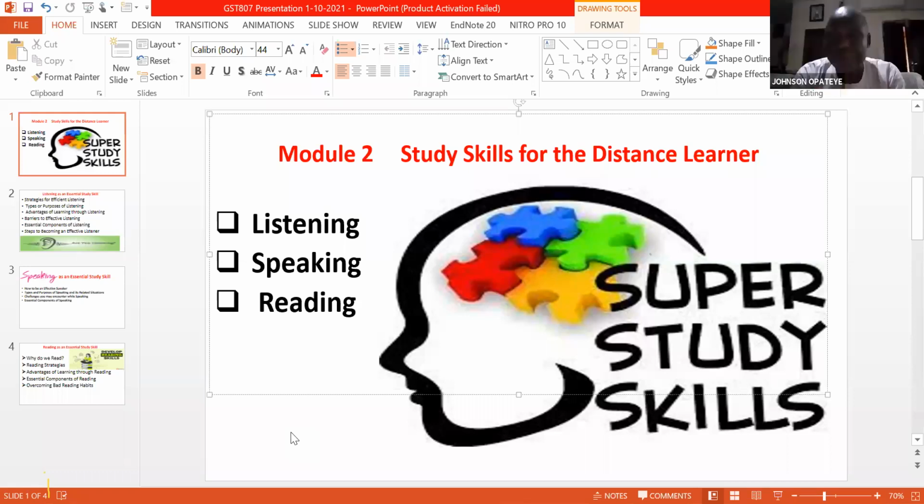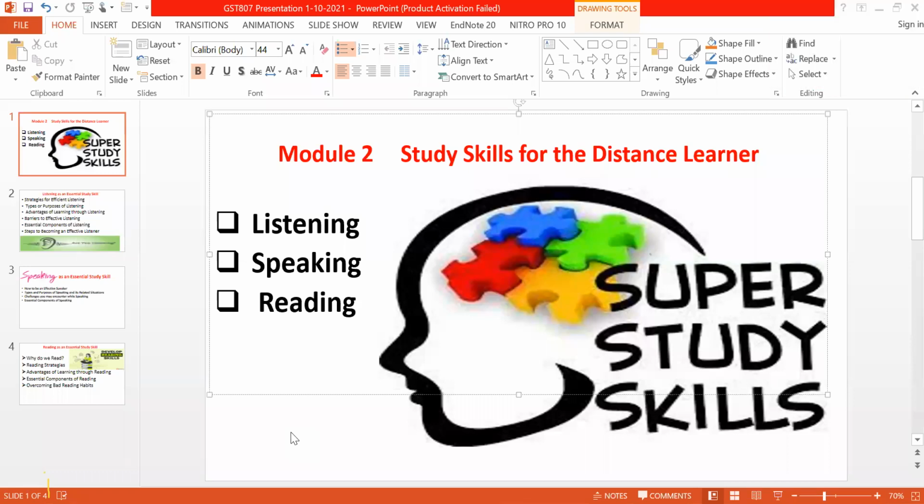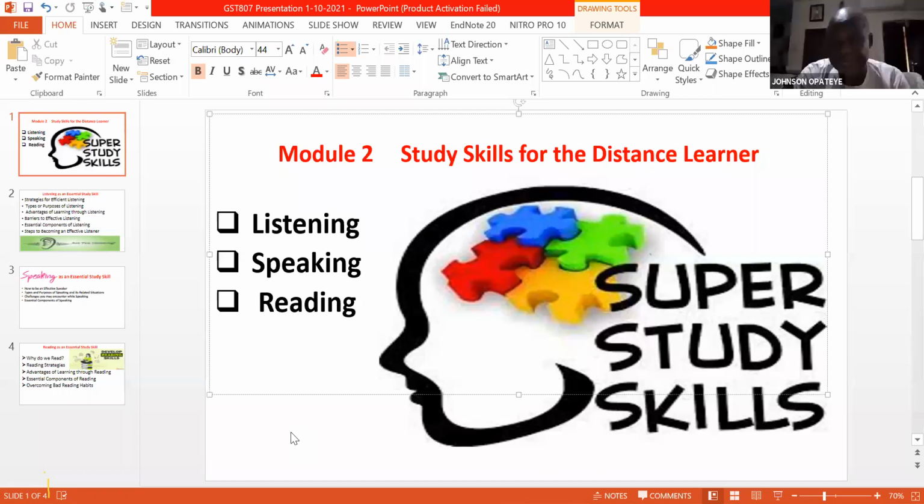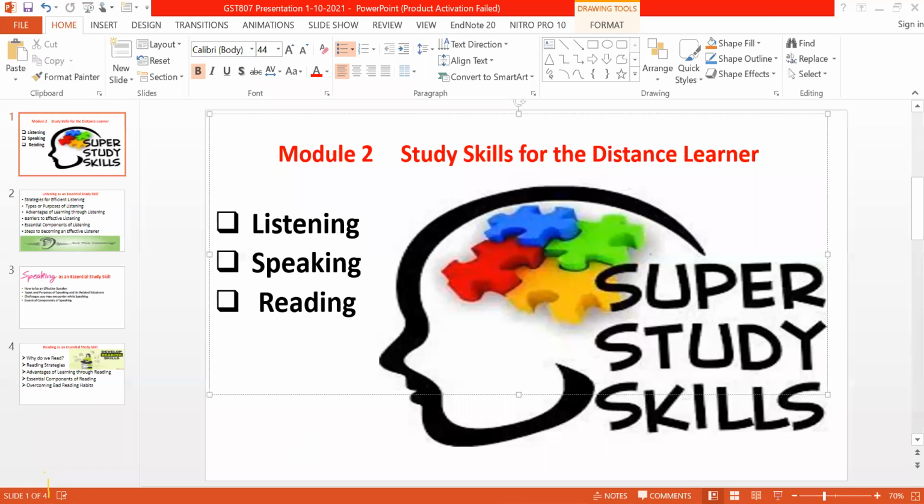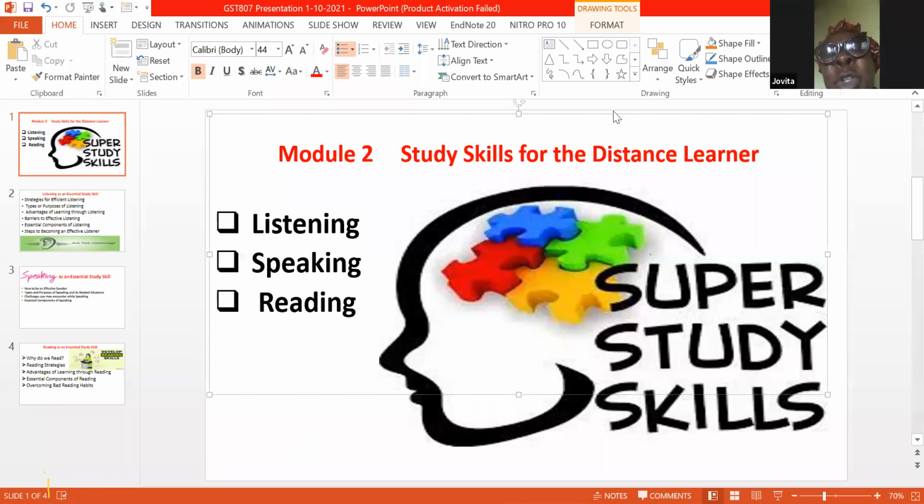recall, you retain the information, and when it is necessary, you are able to divulge that. 90% of your work as a distance learner is actually reading. You need to read. You actually need to read. And when you are reading, 90% of your work as a distance learner rests on this.